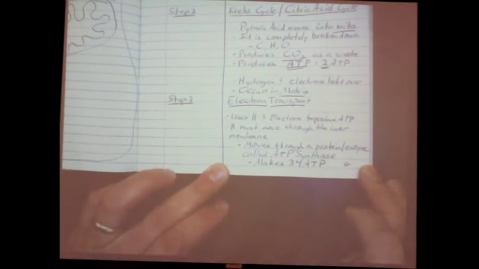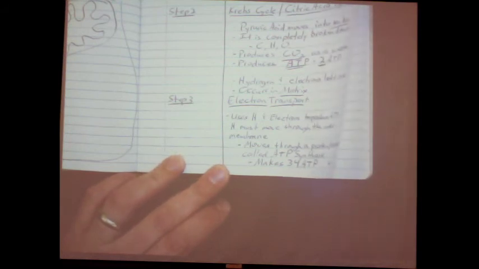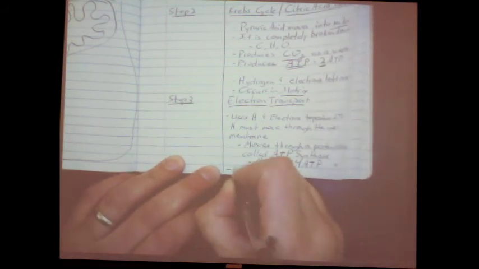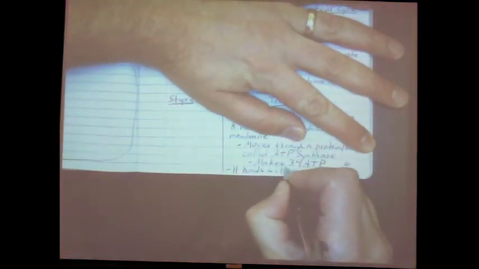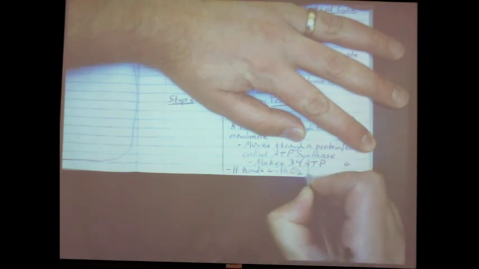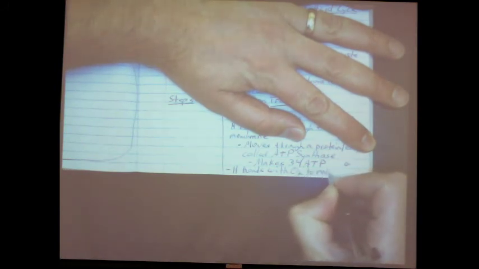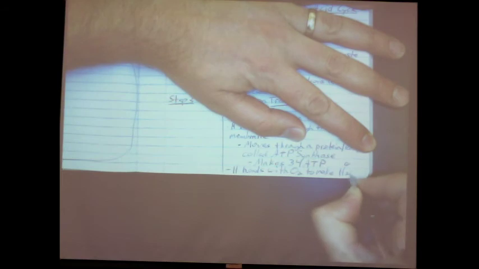Now, once the hydrogen do that, the hydrogen are going to meet up with our friend the oxygen. So hydrogen bonds with oxygen to make water. H2O. Hydrogen bonds with oxygen to make water.